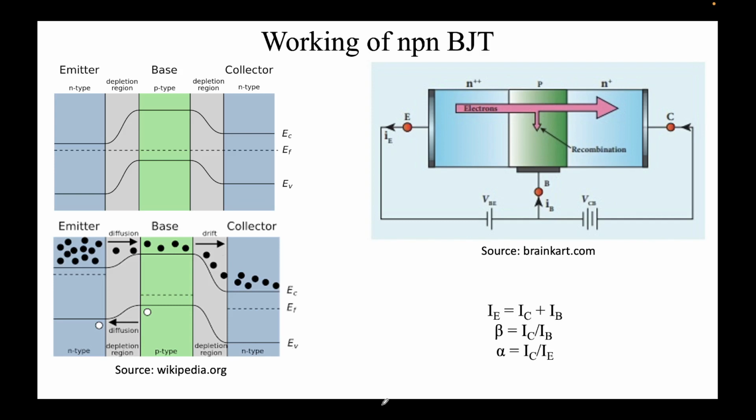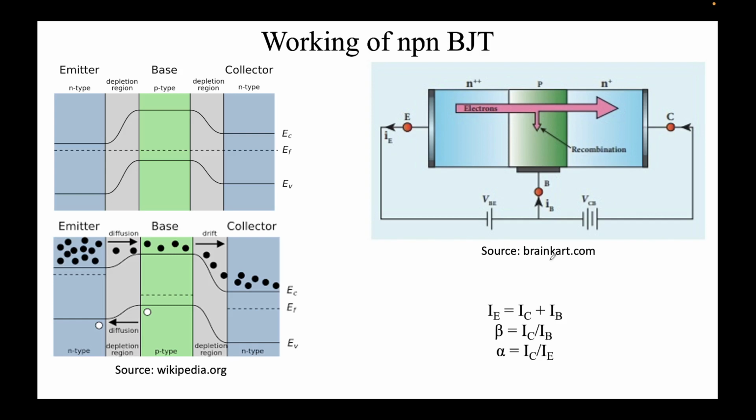Mathematically, these can be represented as follows. The first expression is nothing but Kirchhoff's current law, IE equals IC plus IB. Beta is the current gain, which is collector current over base current. Alpha is the collector current over the emitter current. Alpha is usually very close to unity.